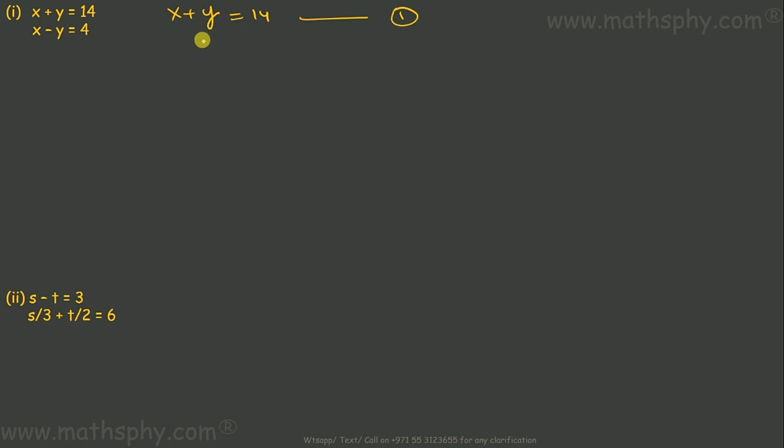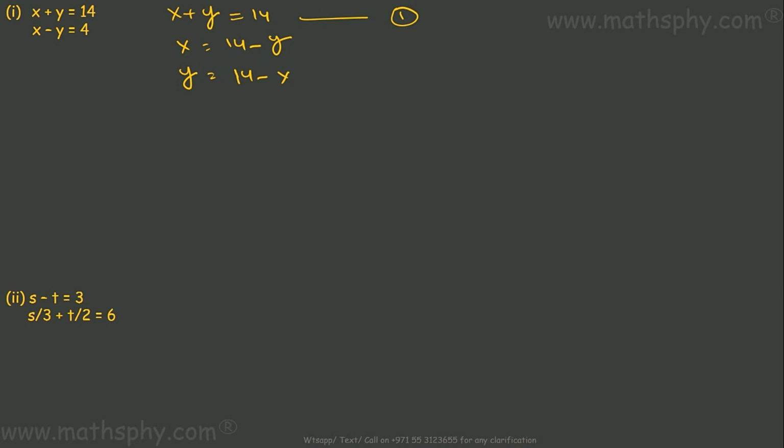Now, this can be written as x is equal to 14 minus y. The same equation I can write for y: y is equal to 14 minus x. So from the first equation I have a value for x and a value for y. x is equal to 14 minus y and y is equal to 14 minus x.